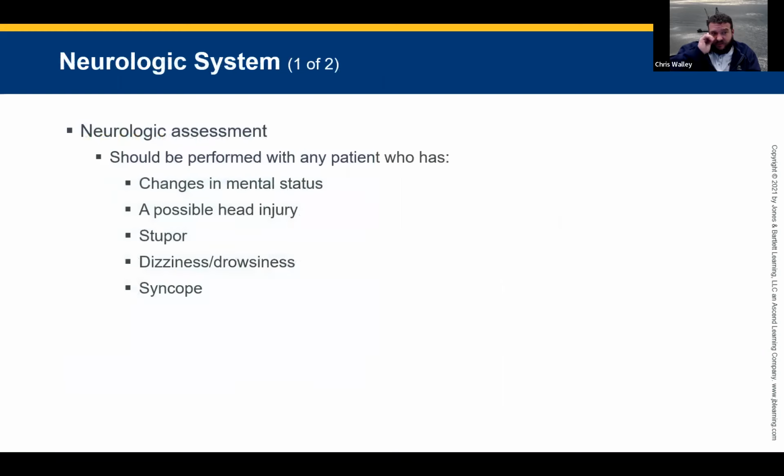All right. So the neurologic assessment, I want to know if you can comprehend what I'm saying. You read it, understand it, hear it, understand it, spit it back to me. But we are looking for changes in mental status, possible head injury, stupor, dizziness, or syncope. Syncope is 90% of the time what we go for, people who had syncope episodes. It means that they passed out for some reason.